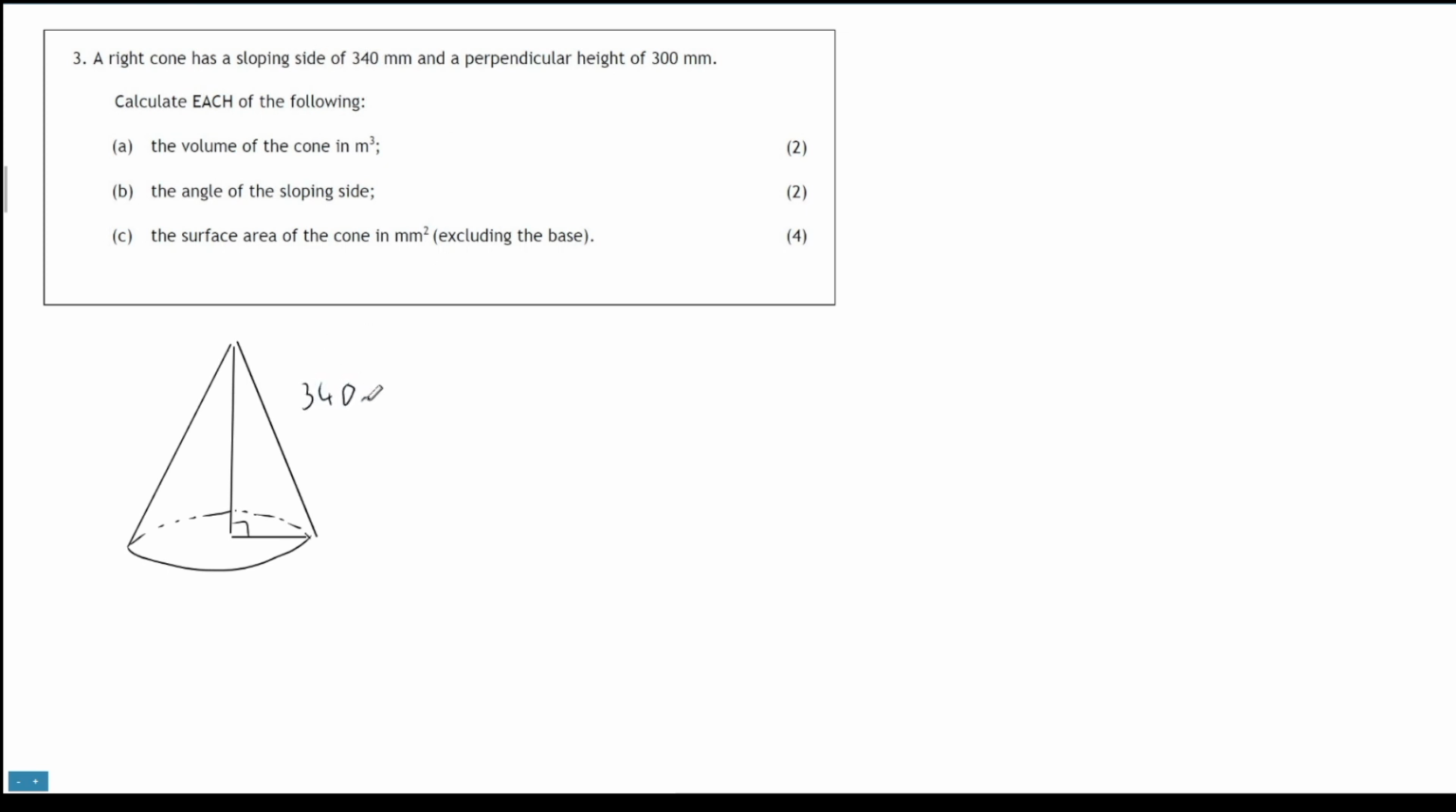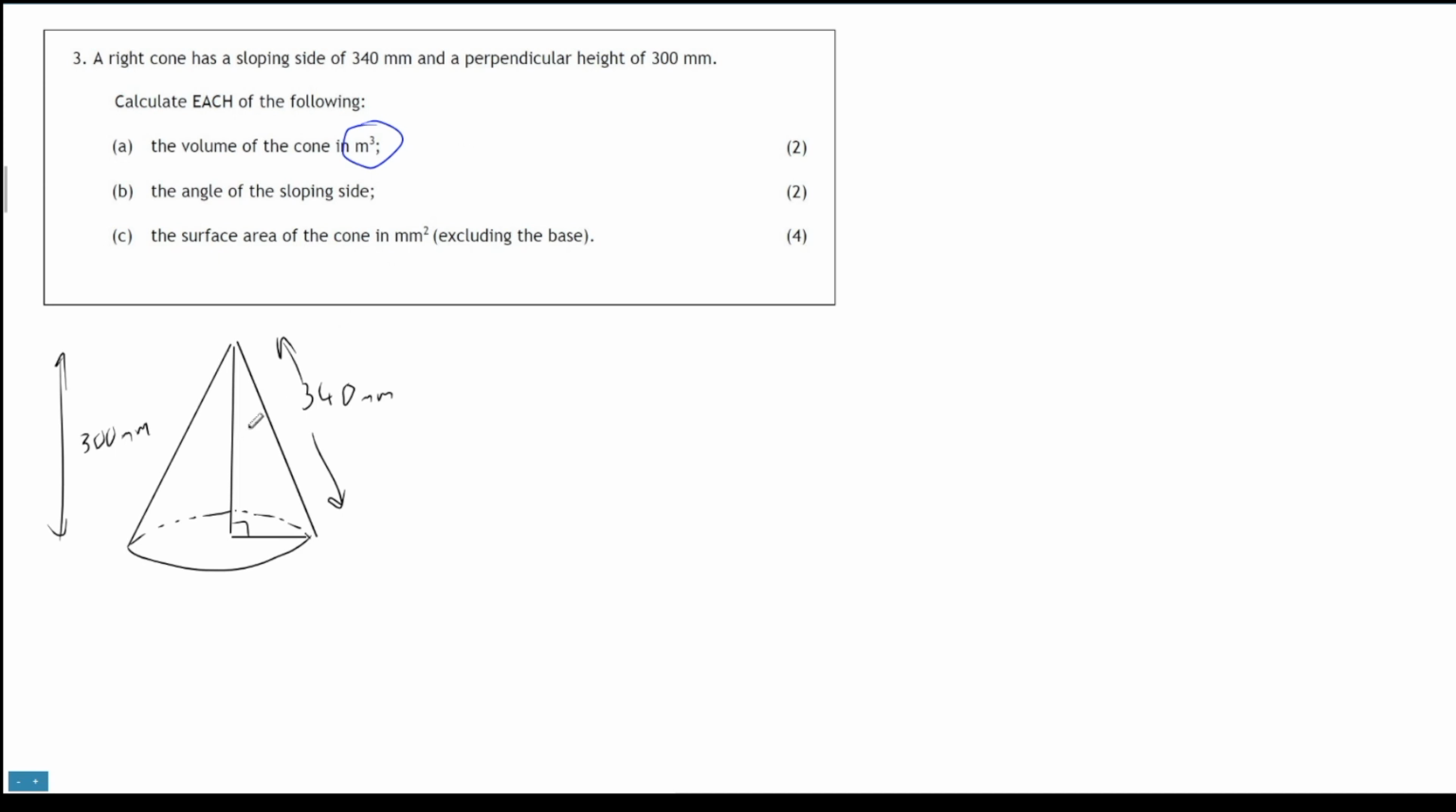This is 340 millimeters. This is the sloping side, this bit here. And a perpendicular height of 300. So the straight up bit in the middle is going to be 300 millimeters. Okay, we got all that information. That's great. Now we're going to find the volume of the cone in meters cubed.